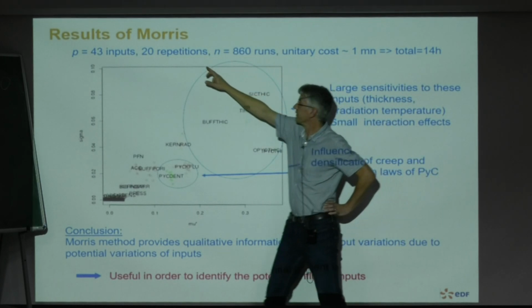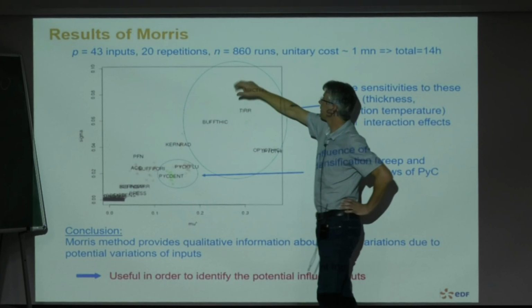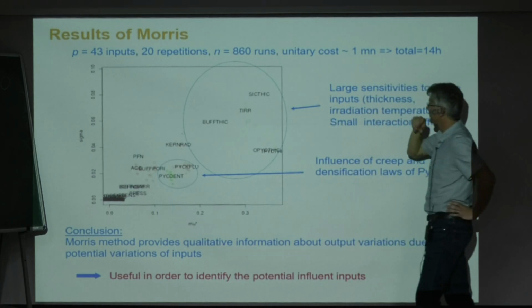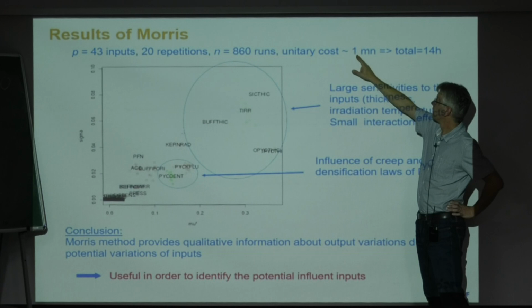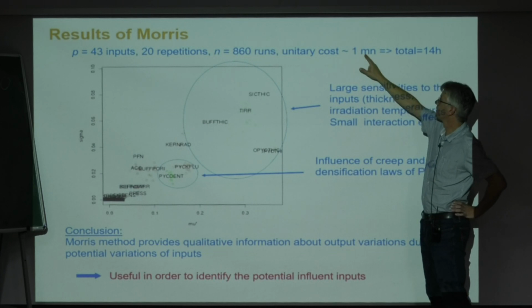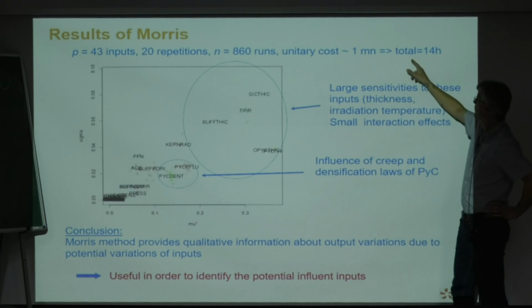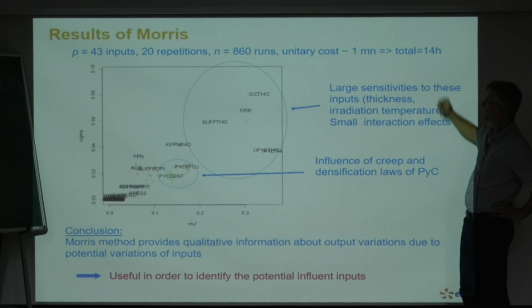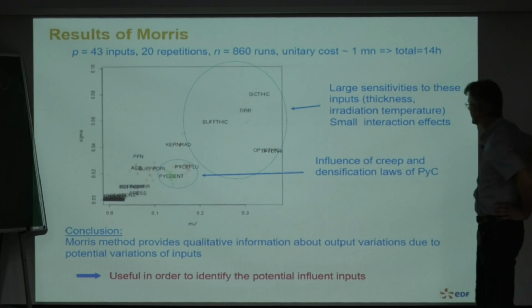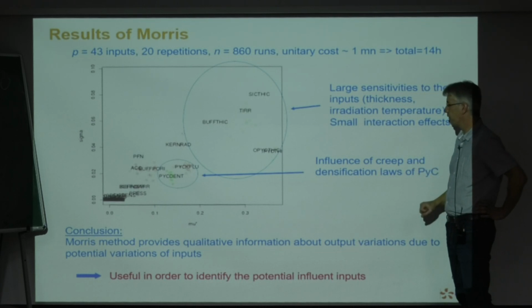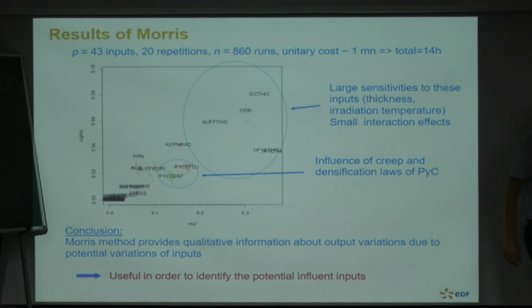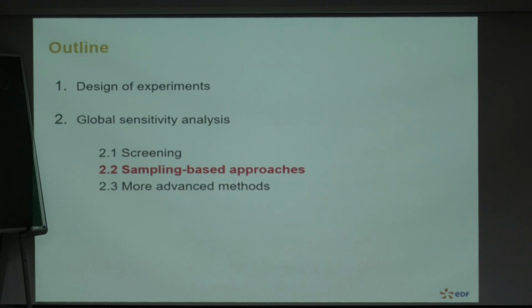So with this kind of thing, we need 860 runs. The computer code was just not so expensive, 1 minute. And so the total study needs 14 hours. And we have detected some particular, interesting variables for the physical phenomenon that we study in this case. Okay, so I will not detail these names.